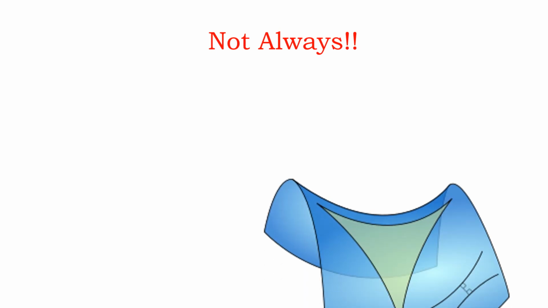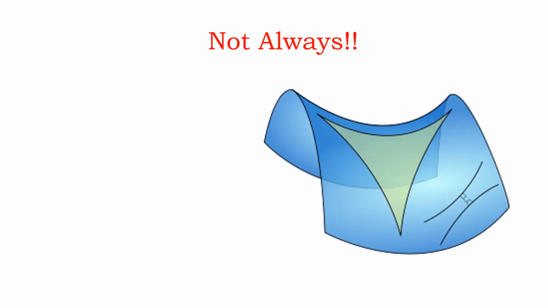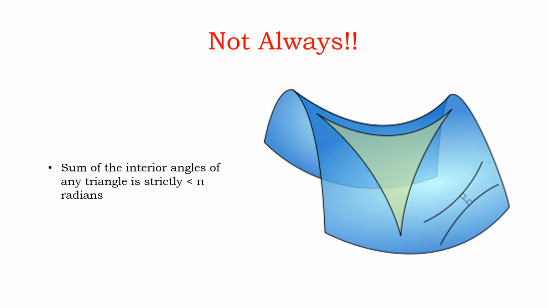Imagine this saddle-like surface and draw a triangle on the surface. Turns out the angle sum of the triangle will always be less than pi. This weird geometry is called hyperbolic geometry. This is different from our usual plane surface geometry.